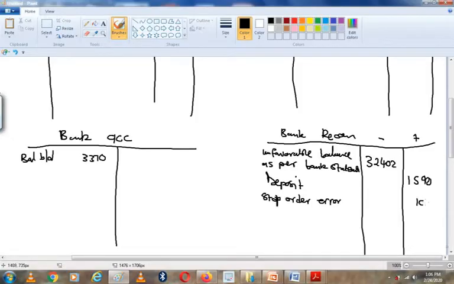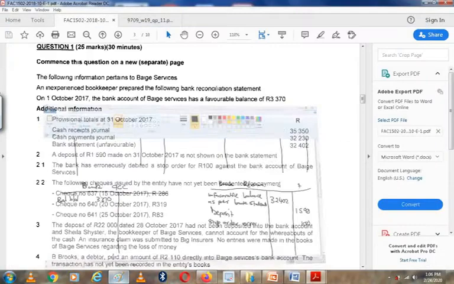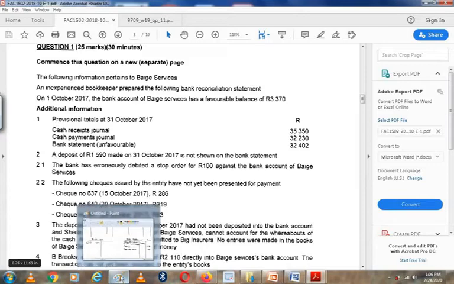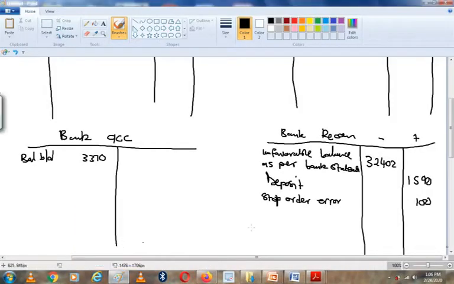And now from there, the following checks issued by the entity have not yet been presented for payment. It means that we have recorded these checks already in our cash receipts, but the bank still hasn't shown them. Therefore, any transaction that the bank still needs to take care of should be shown in the bank recon. But these are monies that are going to go out of our bank, therefore we put them on the debit side.